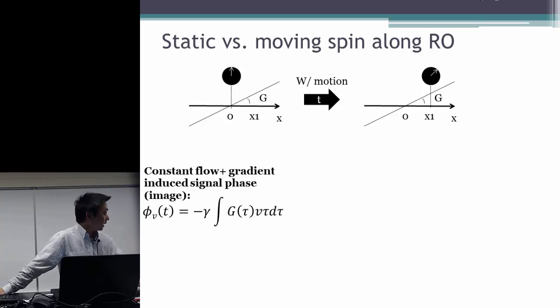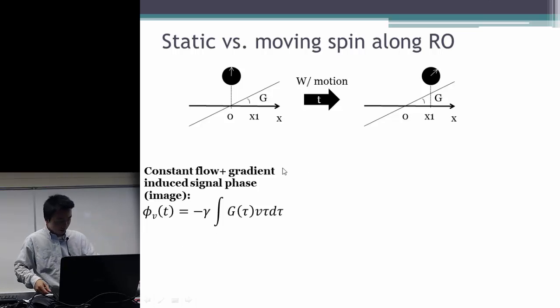So if there is a constant movement, a velocity or flow of this spin, and there is a gradient that is also along the direction of its movement, then it will induce a signal phase in the image.